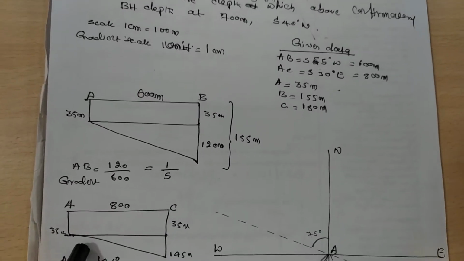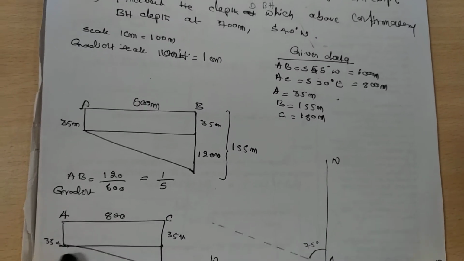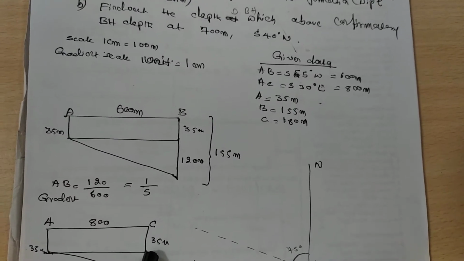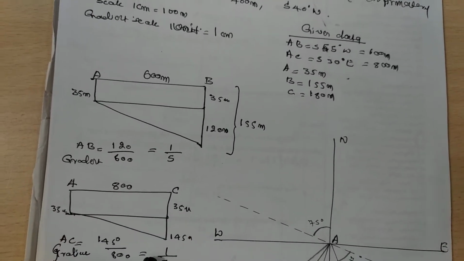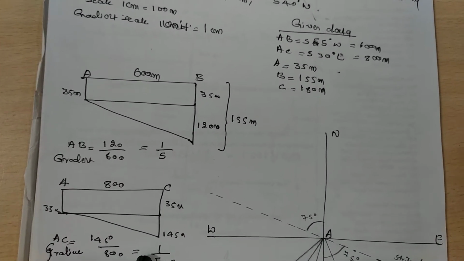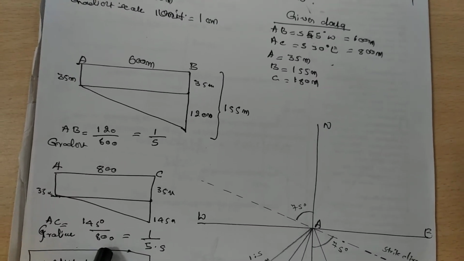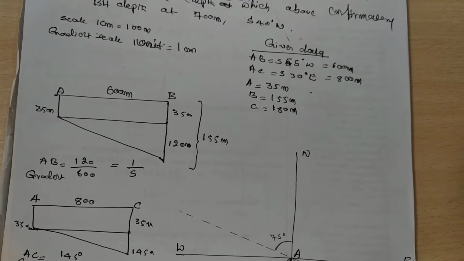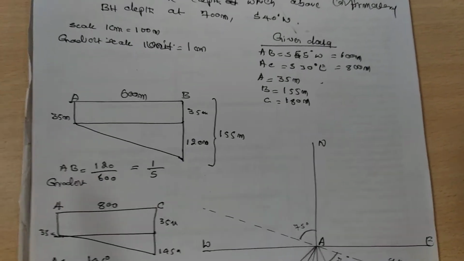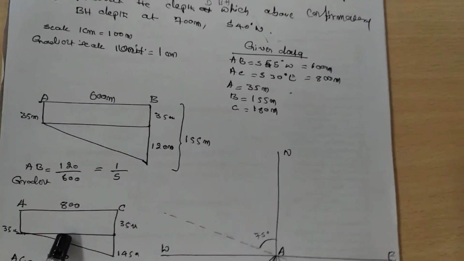Like that, for the AC boreholes, the common depth of A and C boreholes is 35 meters, the remaining C borehole depth is 145, and the AC gradient is 145 by 800, that's equal to 1:5.5. This is the gradient we need to calculate.